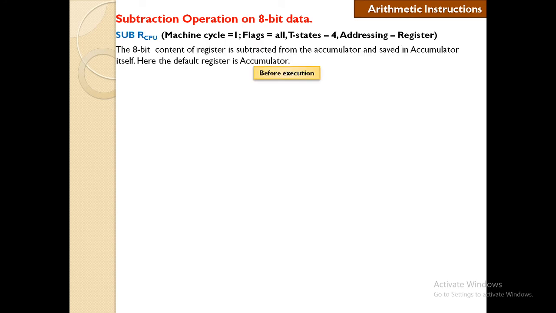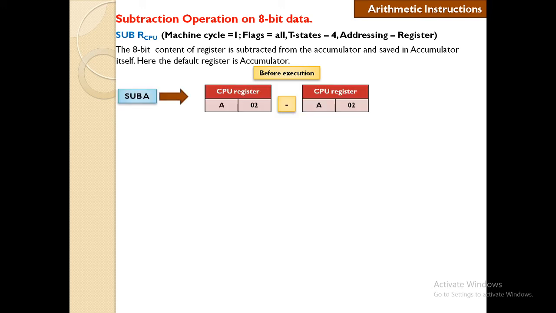In the SUB operation, that is the subtraction operation, it is similar to the addition operation, but internally this is carried out by the microprocessor in 2's complement method. So in this case again there will be subtraction between the CPU registers. Here again we have the accumulator as the default. You can see SUB A here, it means again subtracting the content of the accumulator from the accumulator and reflecting it in the accumulator itself.